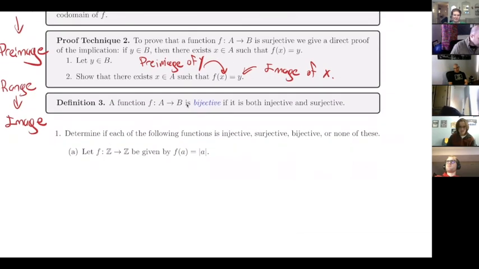Okay, so let's take a look at some examples. So let's say here we are looking at the function f, which is mapping from the integers to the integers, where f of a is defined as the absolute value of a. So just to check these things, the question is, is this injective, surjective, bijective? So certainly it's a function because for each value, we plug it into the absolute value, we get only one output, so that's fine. So let's see.